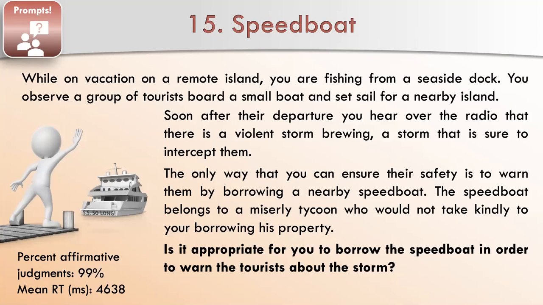While on vacation on a remote island, you are fishing from a seaside dock. You observe a group of tourists board a small boat and set sail for a nearby island. Soon after their departure, you hear over the radio that there is a violent storm brewing, a storm that is sure to intercept them. The only way you can ensure their safety is to warn them by borrowing a nearby speedboat. The speedboat belongs to a miserly tycoon who would not take kindly to you borrowing his property. Is it appropriate for you to borrow the speedboat in order to warn the tourists about the storm? Nearly everybody said yes. Took less than 5 seconds to get there.